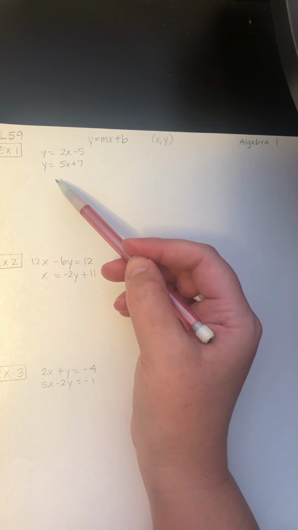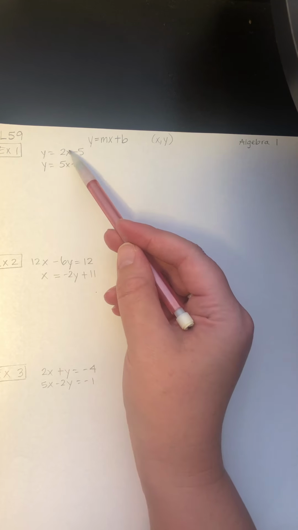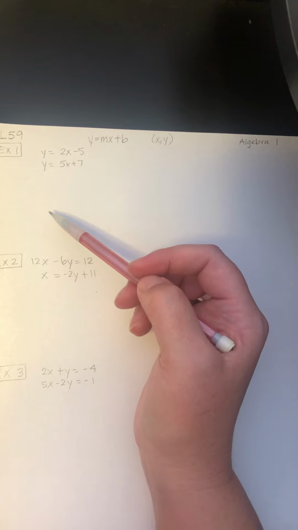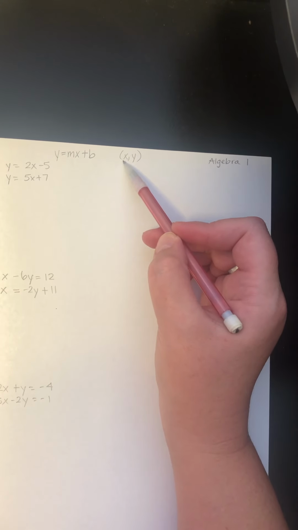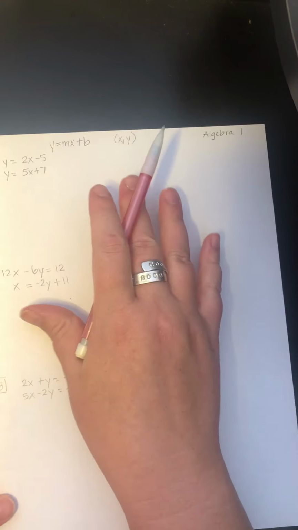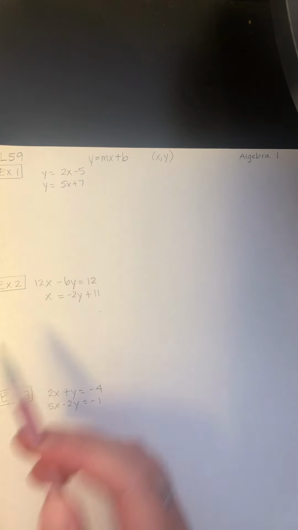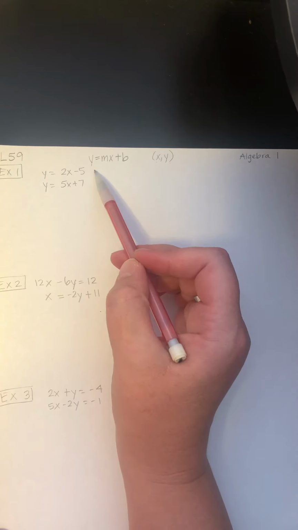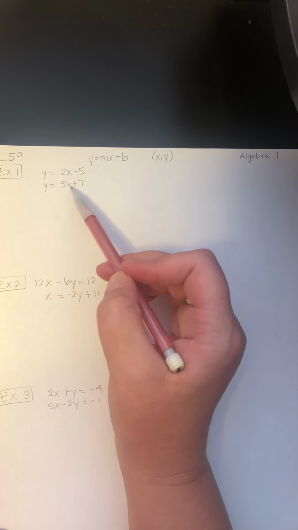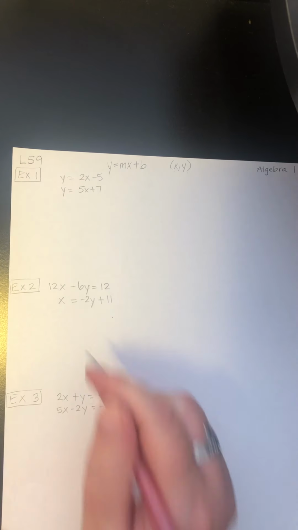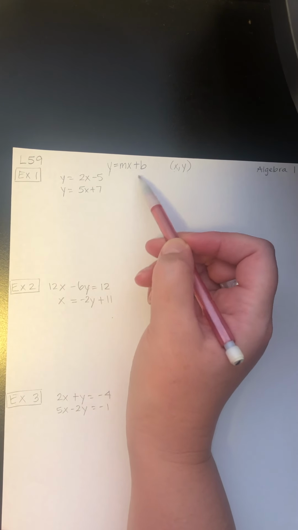When they ask us to do that, they're asking us to find out where these two lines would cross, the point at which they would cross if they were graphed. So we're looking for an ordered pair, x comma y. The easiest way we can do this is by using substitution. You want to make sure your equations are solved for either y or for x. In this case, they are solved for y.